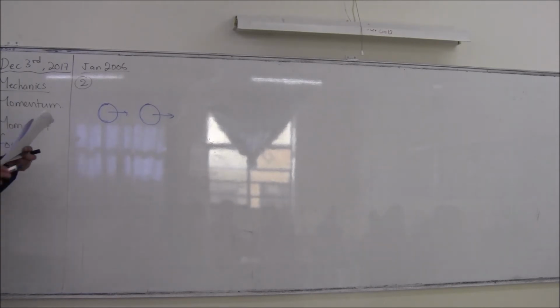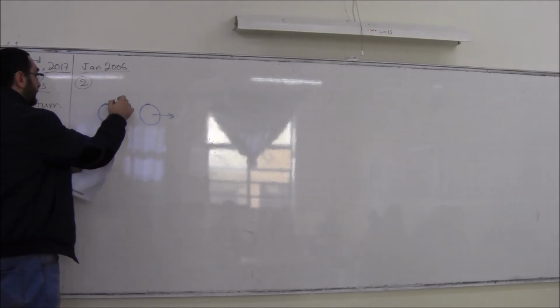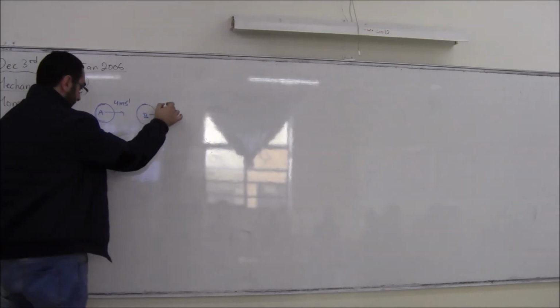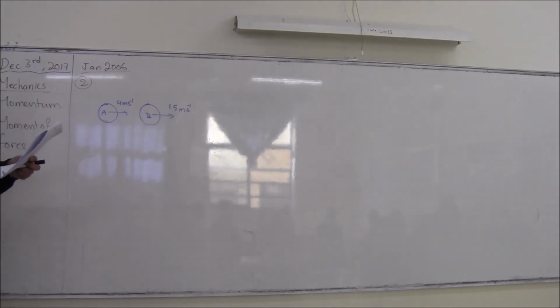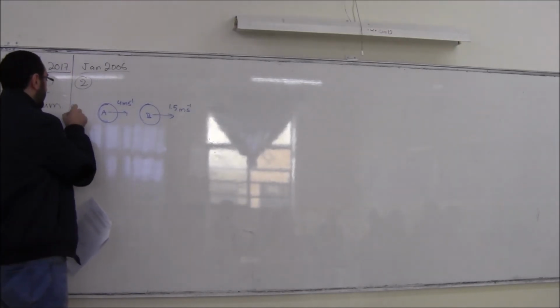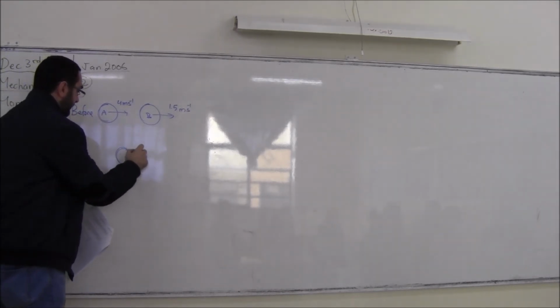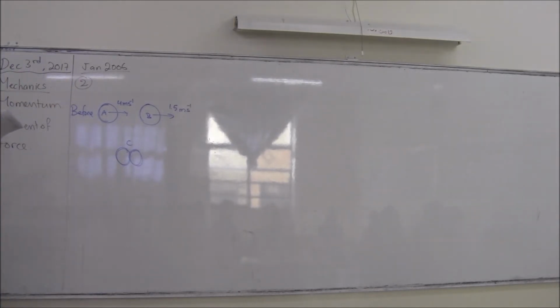When they collide directly, immediately before the collision, the speed of A is 4 meters per second and the speed of B is 1.5 meters per second. In the collision the particles join together to form a single particle C. This is before. This is after they join together, whatever they form, for example, C. Find the common speed immediately after the collision.